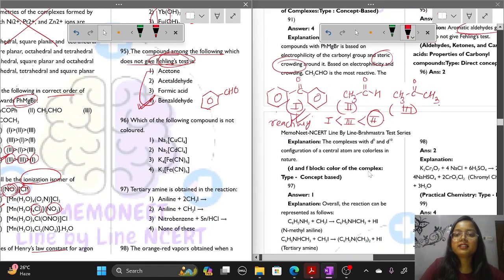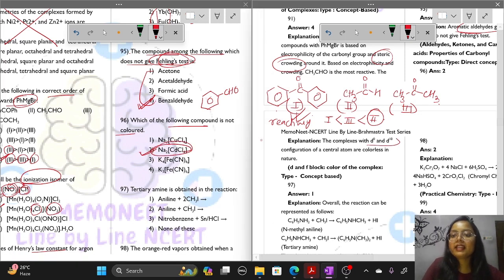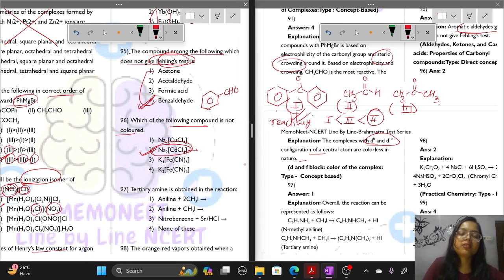Question number 96. Which of the following compounds is not colored? The second option is not colored. Why? Because it has d0 or d10 electronic configuration, which means that either the orbitals are empty, no electrons are there, or they are completely filled. Therefore it is not colored.